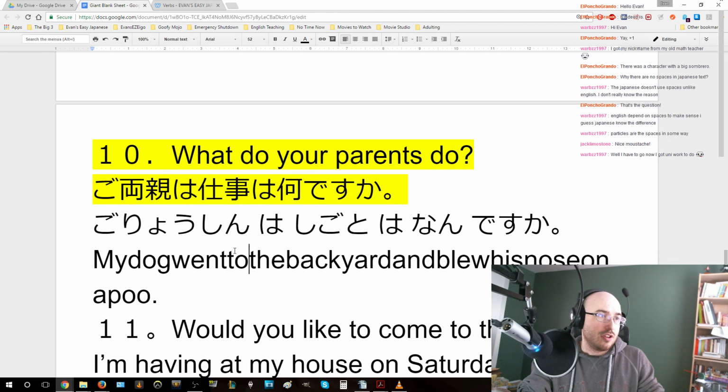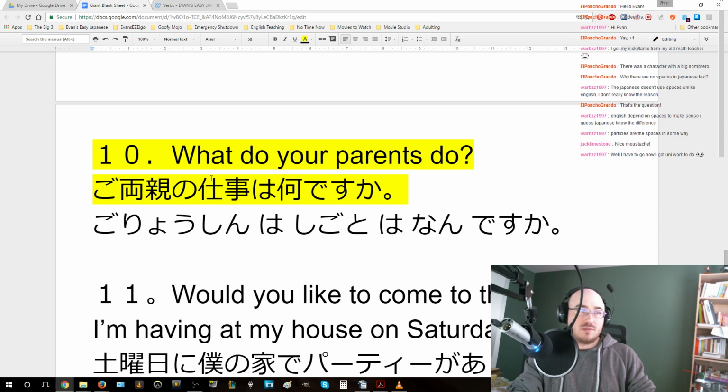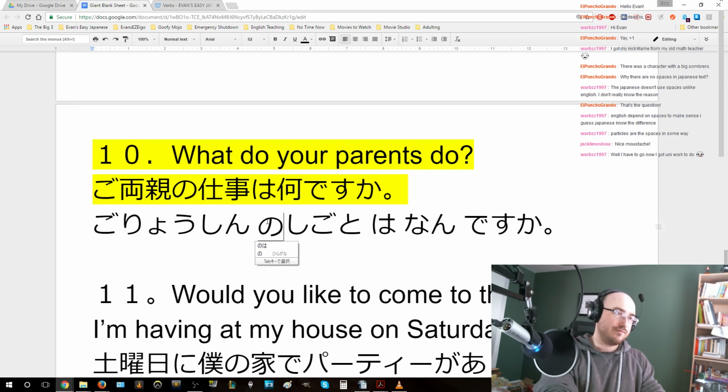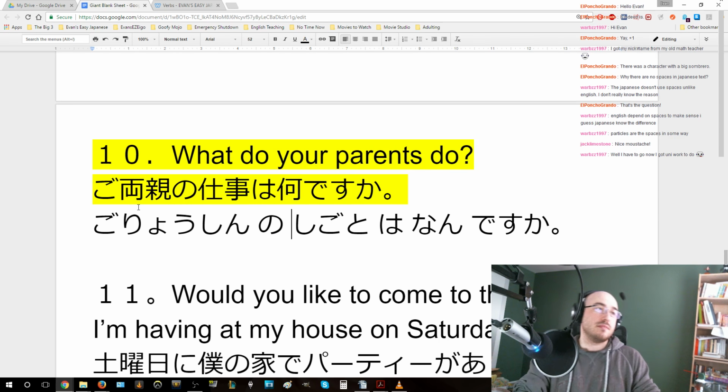Anyway, before you go, Warbiz, this would probably be better to be a no, is what I'm trying to tell you. Boom, because it's your parents' job. The job of your parents, okay? That's what I was going to get to. You could have a wa there if you wanted to, though. That would be like, your parents, their job, what is it? It works.